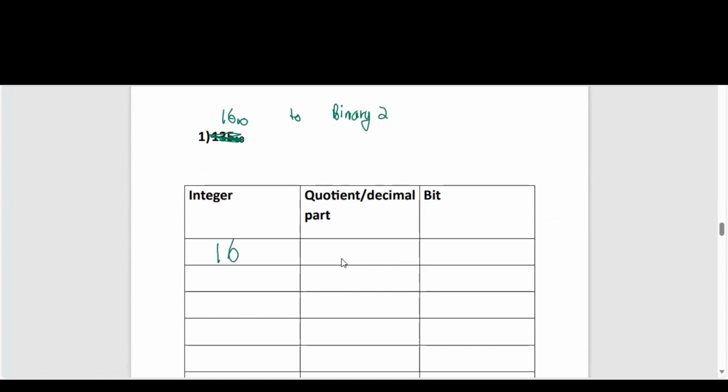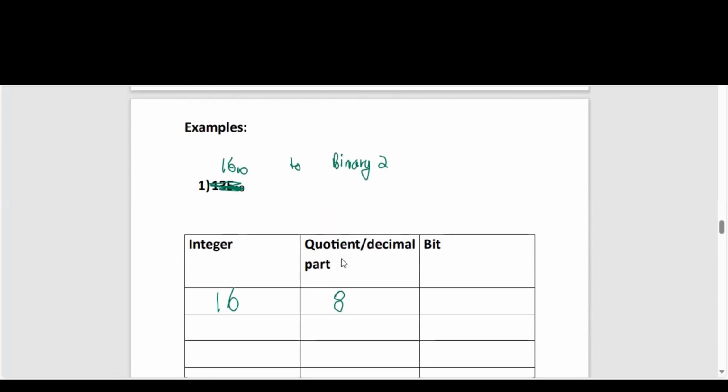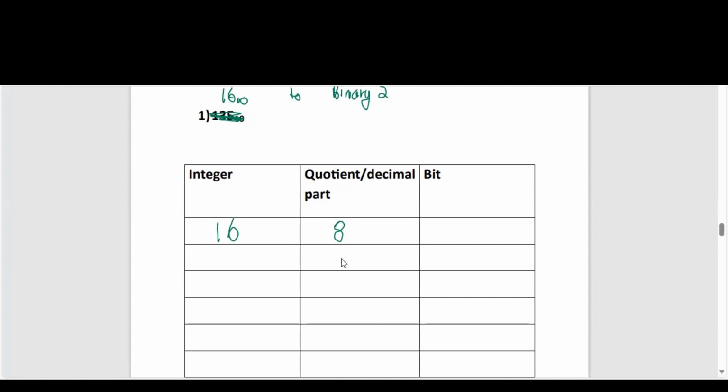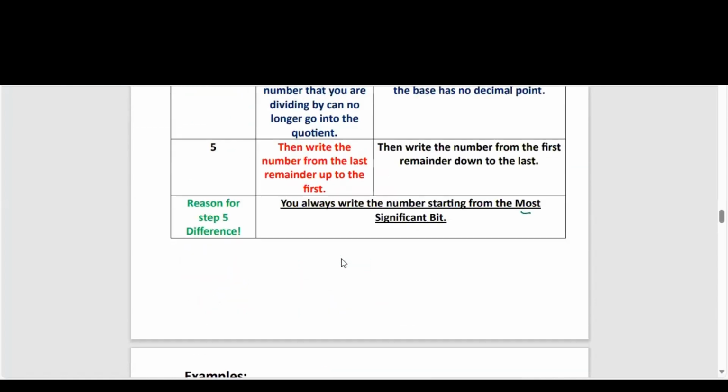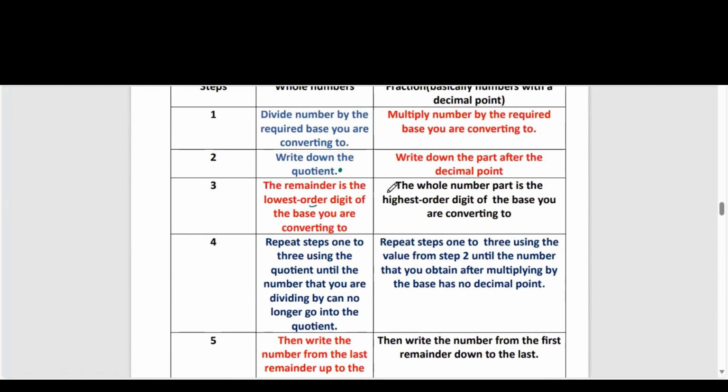So 16, we know we divide it by 2. 16 divided by 2 is 8. Keep that in the back of your mind. Now this 8 here is what you're going to use again. 8 comes down here, divide by 2 again, you get 4. That's going to repeat in the same steps over and over. Remember, if you go back to the steps on top, the remainder is the lowest order bit, so always go in reverse.